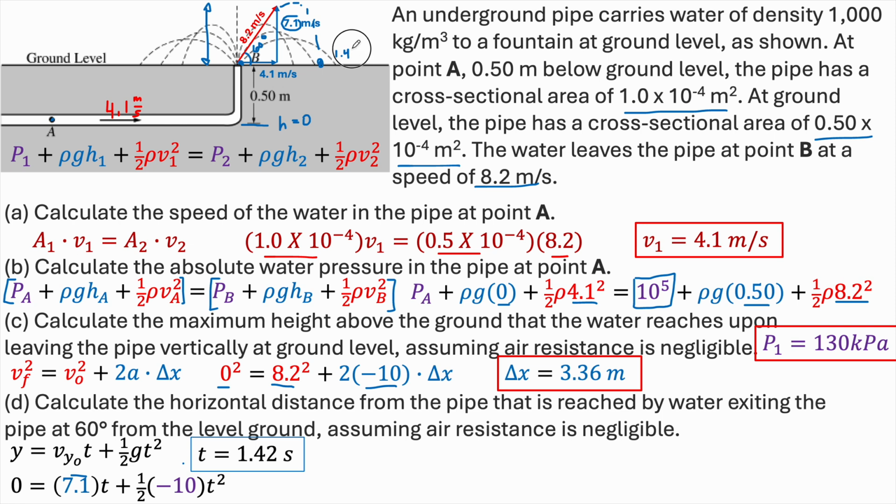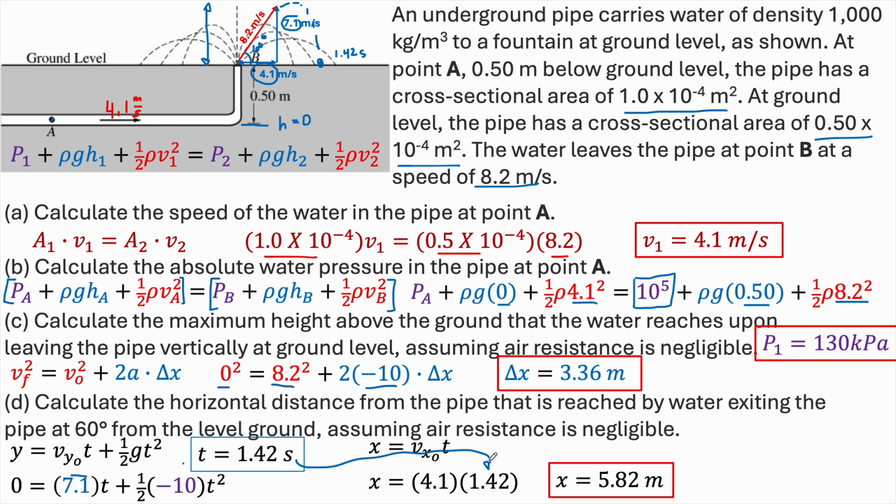That's interesting in itself, but we actually want the horizontal distance. How do we find that? Well, we use the x equation. There's no acceleration in the horizontal, so it's just the initial horizontal velocity, which is going to stay the same all the way across, times time. In this case, 4.1 meters per second, that's from up here, this number right there, times that 1.42 seconds we just solved a moment ago, and we'll discover that it's going to land 5.82 meters away from where it starts.